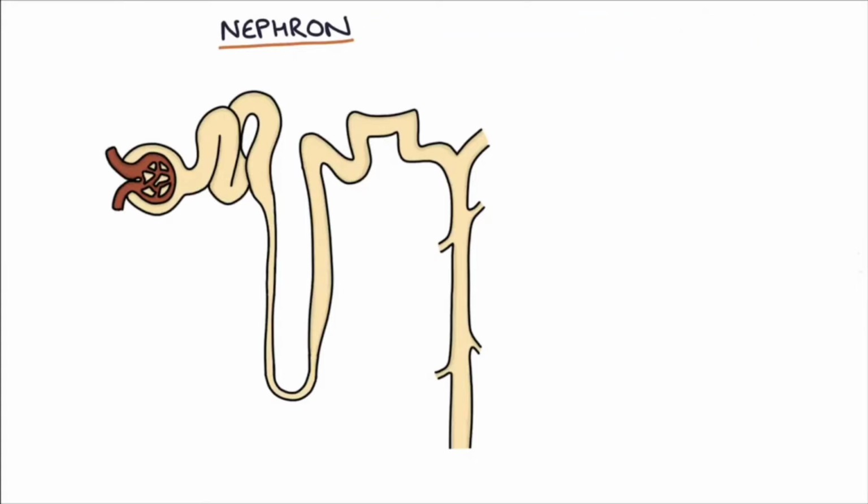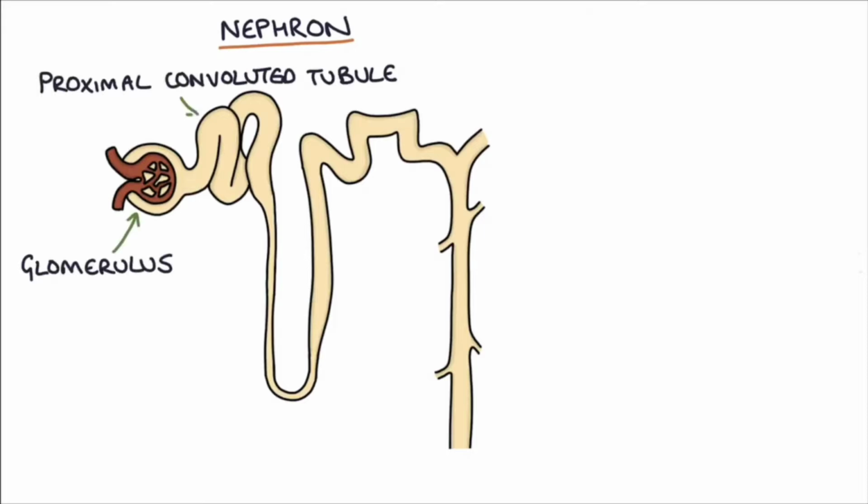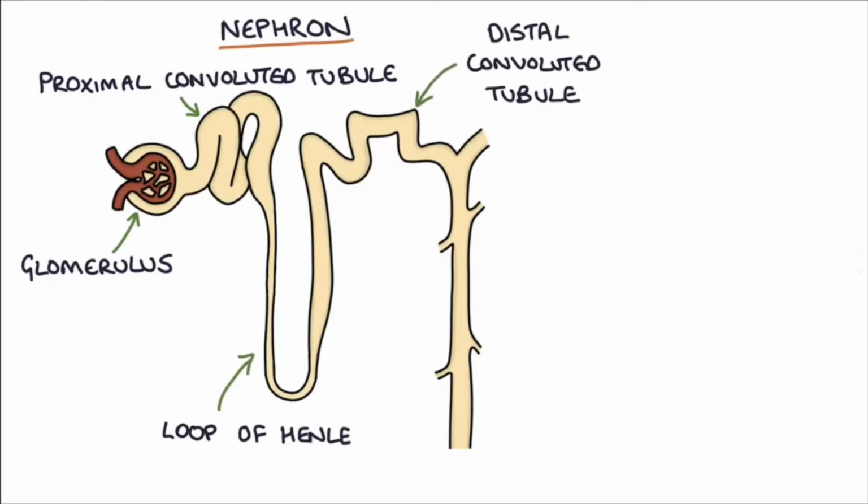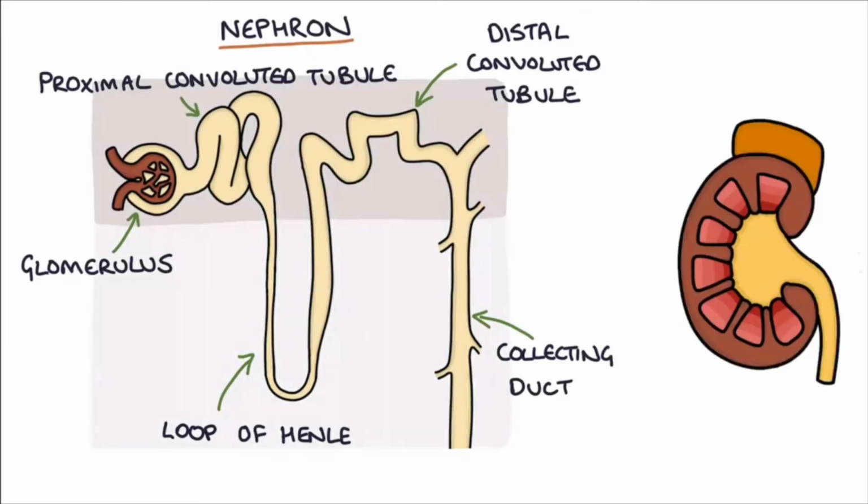Now the nephron consists of 5 main landmarks that you need to be aware of: the glomerulus, the proximal convoluted tubule, the loop of Henle, the distal convoluted tubule, and the collecting duct. Now the glomerulus and the convoluted tubules are up in the cortex of the kidney, and the loop of Henle and the collecting duct pass down into the medulla of the kidney.